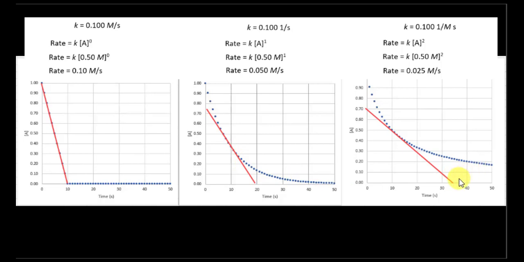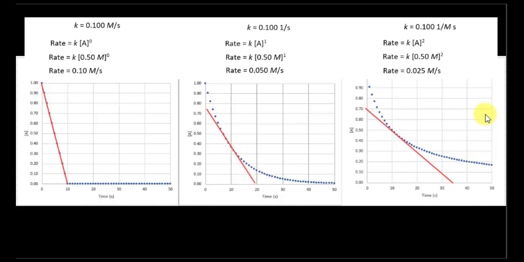Finally, with our second order reaction, we take that 0.5 molar and we square it and multiply it times our rate constant, the 0.1, and we get our 0.025 molar per second. As you can see, the slope of that line is not nearly as steep. It's half the slope of our others.